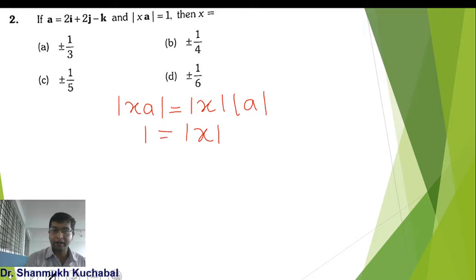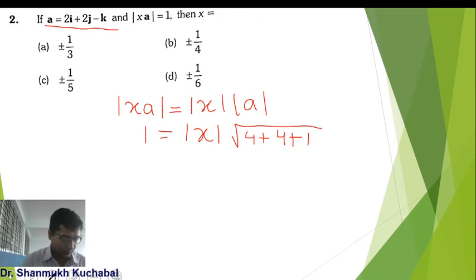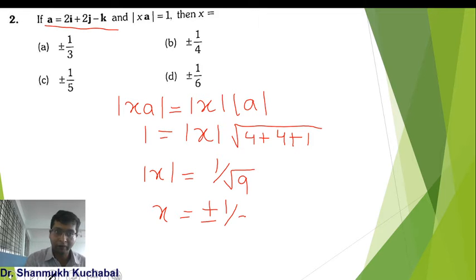So the magnitude of vector A, vector A we know, here I am underlining it. It is the i coefficient squared, j coefficient squared, and k coefficient squared, and we write their sum. So we get 4 plus 4 plus 1. So we get the simplification mod x equals 1 by root of 9. So x equals plus or minus 1 by 3. Therefore, option A is the right answer.